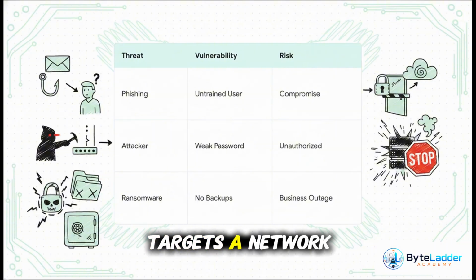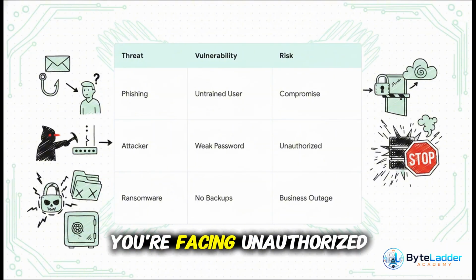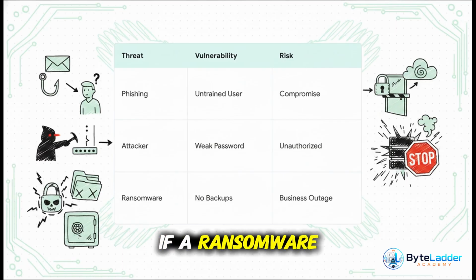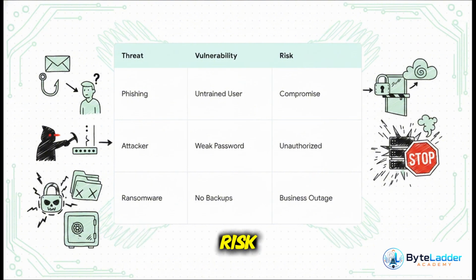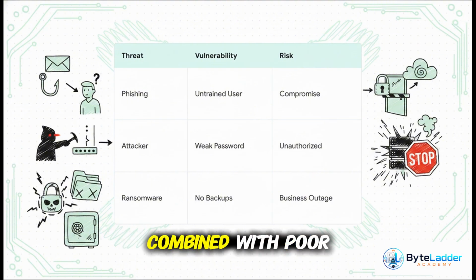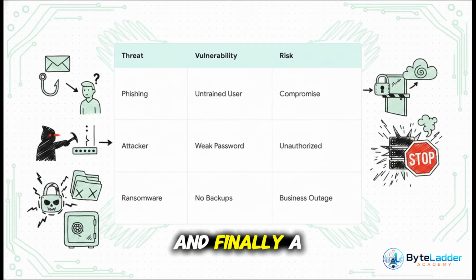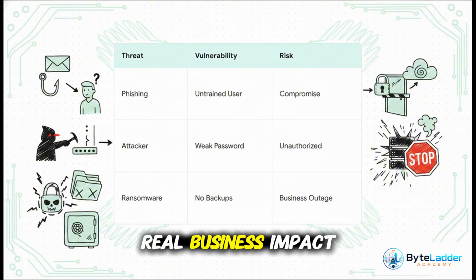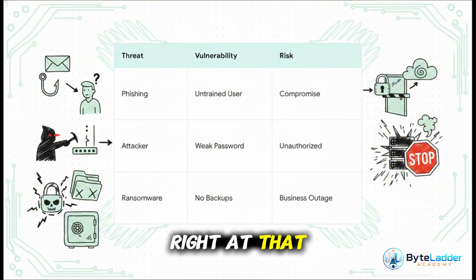If an attacker targets a network with a weak password, bam, you're facing unauthorized access risk. If a ransomware threat meets the vulnerability of having zero offline backups, you are looking straight at a massive business outage risk. Likewise, cloud exposure combined with poor permissions equals a serious data leak risk. And finally, a power outage hitting a facility with no backup power setup equals severe service downtime risk. Notice how the real business impact always happens right at that intersection.